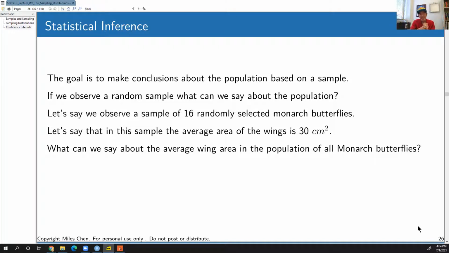Just to keep it simple, we're going to say the average of these 16 butterflies is 30 square centimeters. So the average wing area is 30 square centimeters. What does this tell us about all monarch butterflies, all of this particular species?